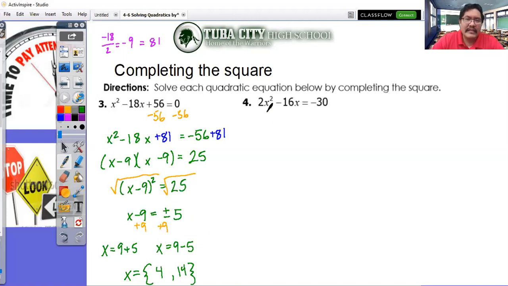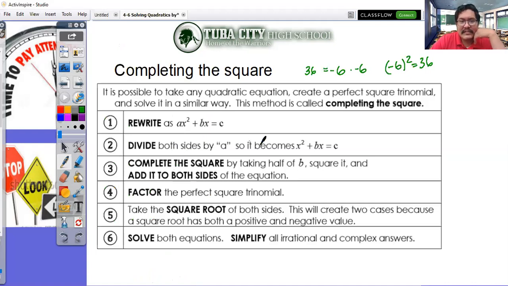All right, so let's go ahead and do this one now. So it looks like it's all ready, right? Because we've got to make it look like, well, this, it's already like that. Because our C value might have been like plus 30, but it's already on this side. So we take care of the first step. So the first step is to rewrite it so that it looks like this. The second step is to divide both sides by A. So if we look back at the last slide, it was to divide both sides by A so that it becomes more closely something like that.